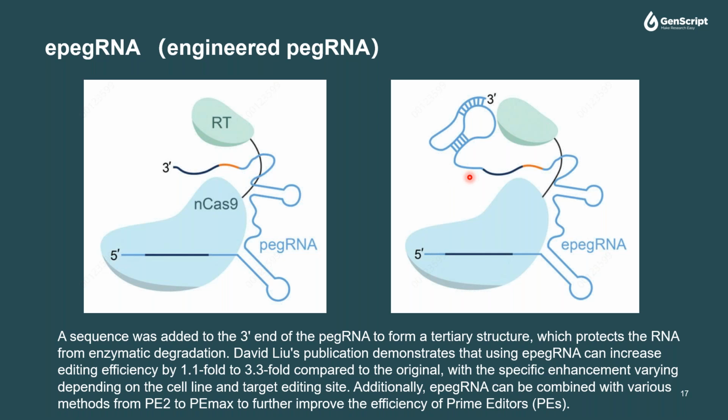This is called engineered pegRNA, which is short for ePegRNA. By adding ePegRNA in the system, it will further improve the efficiency. And I think using ePegRNA in different systems like the PEmax system or the PE4 or PE5 system will lead to maybe more surprising results in the future.